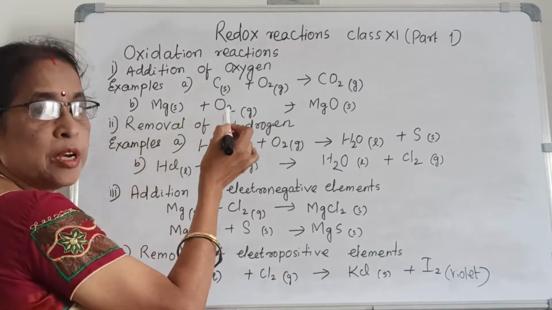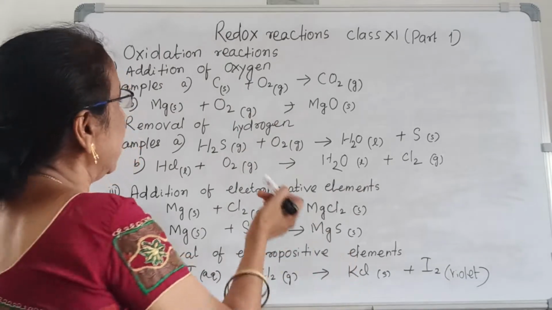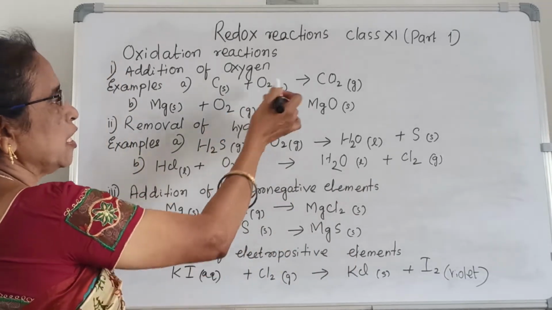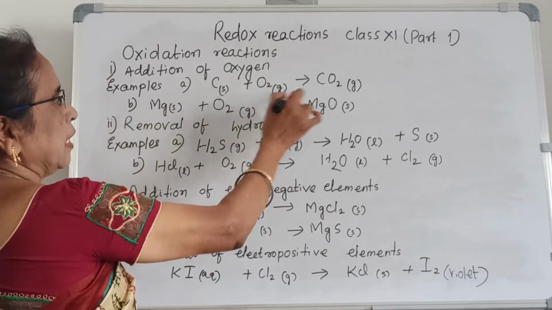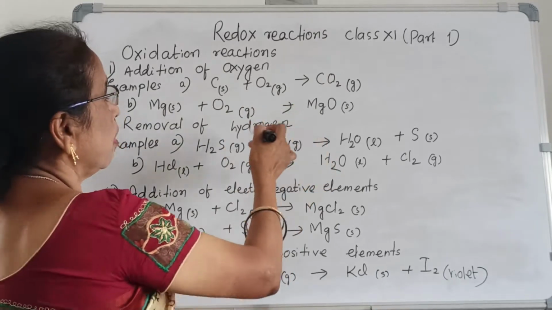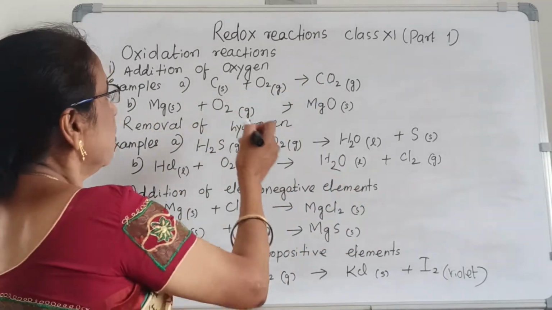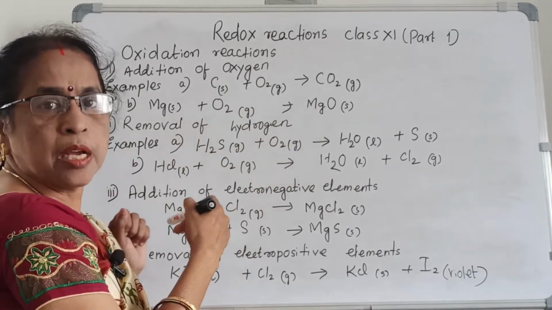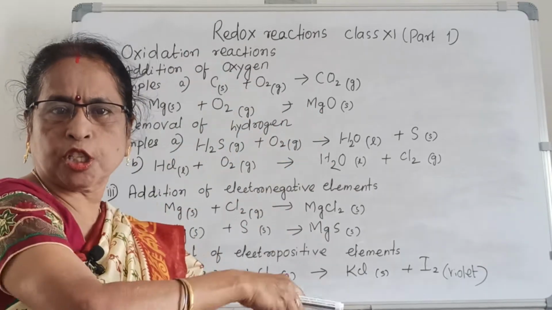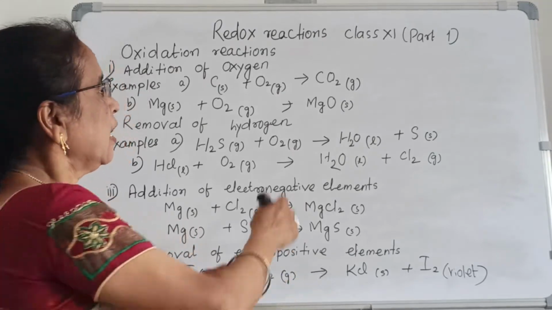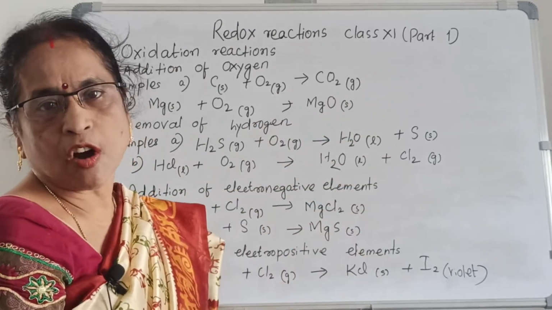Similarly, magnesium, which is in ribbon form, solid, when it bonds with oxygen, here also it will bond. In the first reaction also, the carbon bonds with oxygen and gives carbon dioxide. Similarly, magnesium ribbon bonds with oxygen and gives magnesium oxide. This is very simple. Where oxygen is added to the substrate, then immediately you can say it is oxidation.